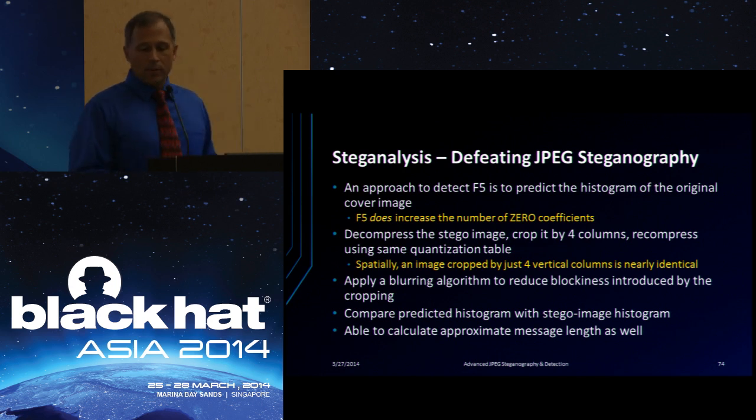It'll crop that, apply a blurring algorithm, and then compare the predicted histogram with the stego histogram, and it's able to calculate the message length, or the approximate message length, from that.